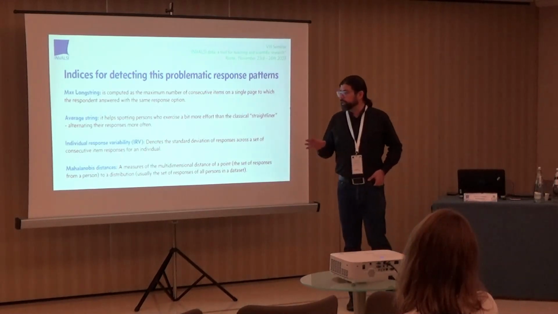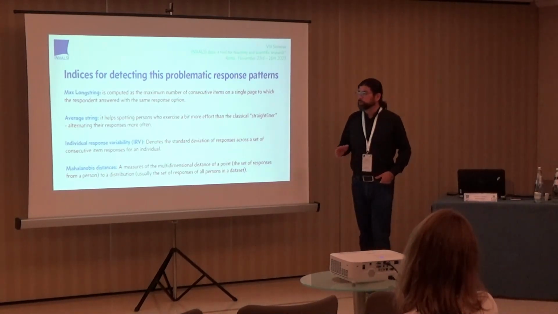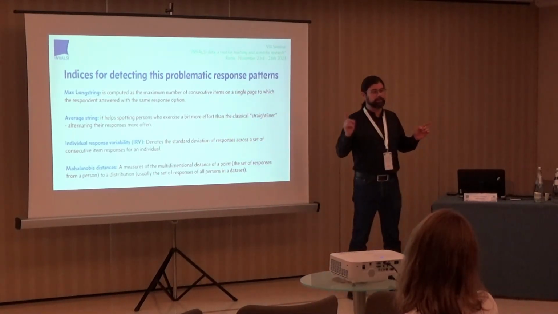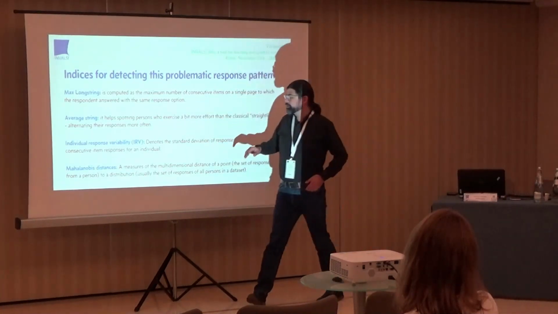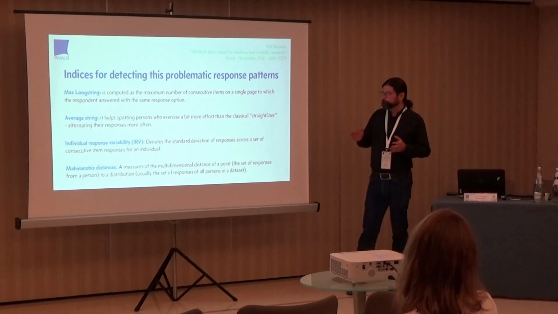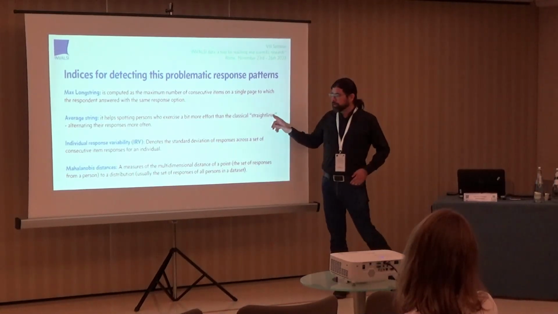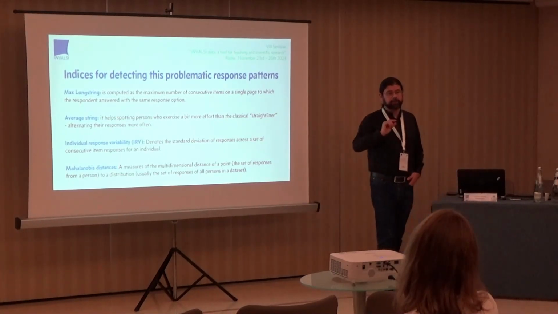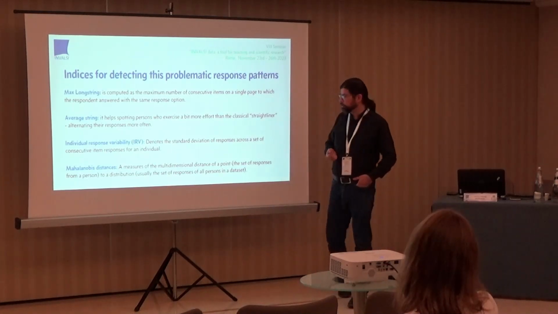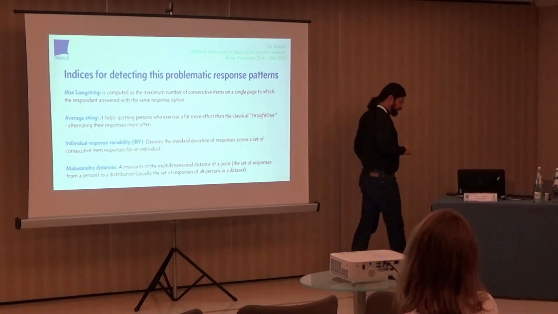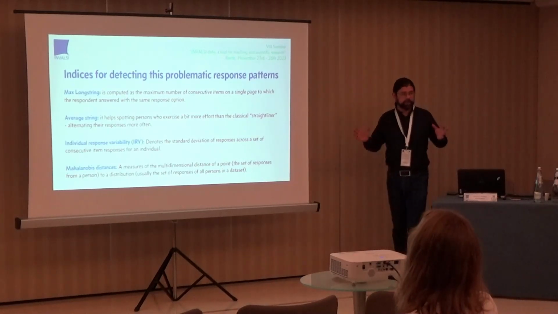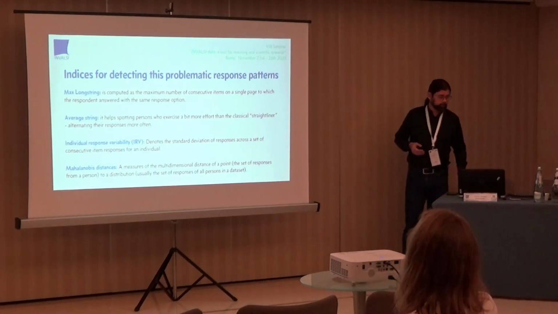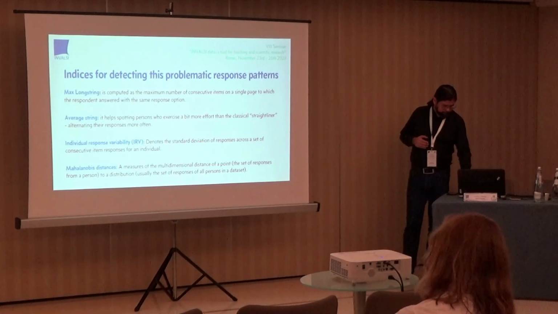This is a summary of the four indicators that, as we understand, are pretty common to use. You have max long string, which is basically how long the chain of responses is in which you have exactly the same answer. You have the average string. You're trying to detect the idea of a straight liner with this indicator. With individual response variability, you're trying to analyze to what extent there is variance within a single respondent in order to detect anomalous behaviors. And you can use Mahalanobis distances to characterize the distances between the respondents. Again, all this is from the literature. We're just applying the tools that, as we saw, were standard.